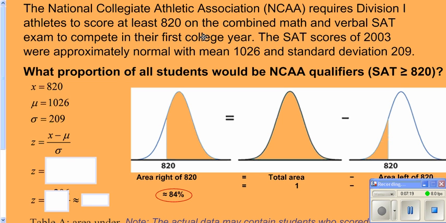So now we want to know what percent of our students scored at least an 820 on the math and the verbal on the SAT. Now, in 2003, the mean was 1,026, standard deviation of 209. It's normally distributed. We have our mean right here, our data value, our standard deviation. We want to know what's above that, meaning greater than. So you want to be at 820 and you're looking for everything to the right of that. That's this orange area. Let's go ahead and plug our x, our mu, and our sigma into our z-score formula.